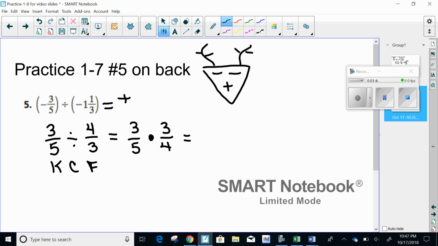And now we just have a fraction multiplication. So we're going to go straight across for our numerators and straight across for the denominators. And you're going to get 9/20 in this case. That cannot be simplified, and we already decided our answer was going to be positive, which we wrote up here. So our final answer for number 5 is going to be 9/20.